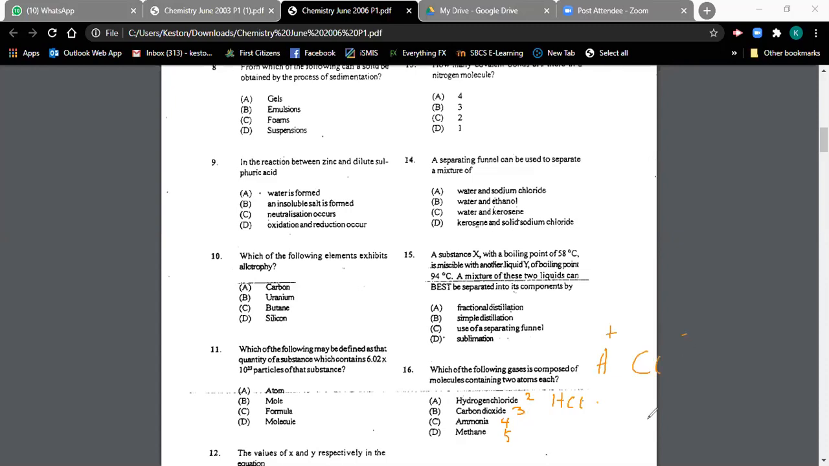Carbon dioxide, you're talking about covalent bonding, and you're looking at three atoms. Ammonia, well, I drew ammonia for you just now, NH3, right? Methane, sorry, I was drawing methane here, it should not be. Methane looks like this, so five atoms. Right, very good. 17.